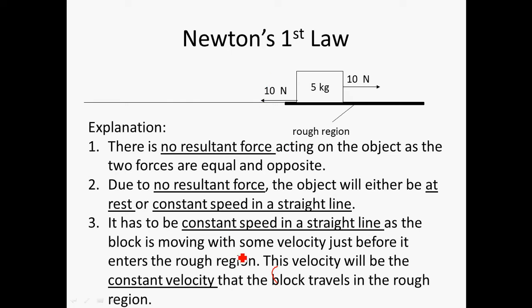Because there is some velocity just before it enters the rough region, you expect that this velocity will be the constant velocity that the block travels at in the rough region. So the final velocity that the object will have in this rough region will be this constant velocity for the whole journey, or constant speed in a straight line. Alright, so that's the explanation.